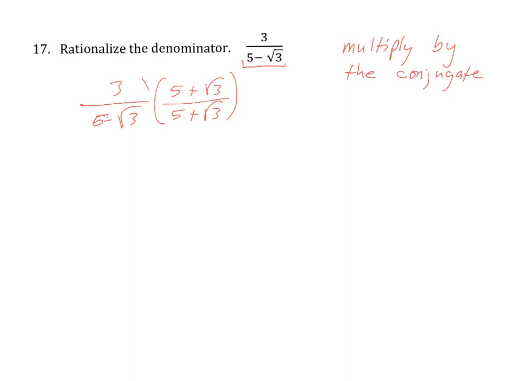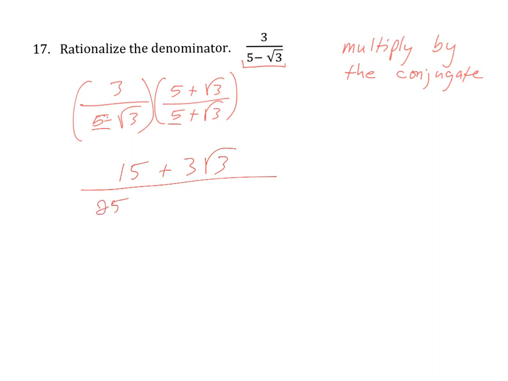Okay, again, that's the conjugate. Terms are the same. Sign between them is opposite. So then we just multiply numerator times numerator, denominator times denominator, and we'll get rid of the radical. Okay, so 3 times 5 is 15. 3 times positive radical 3 is 3 radical 3. There's the numerator. In the denominator, 5 times 5, 25.